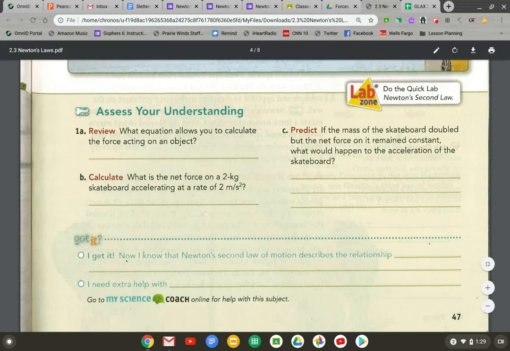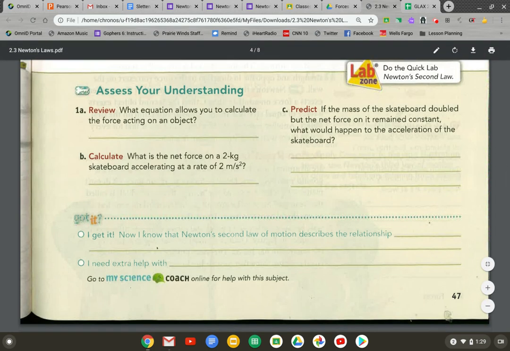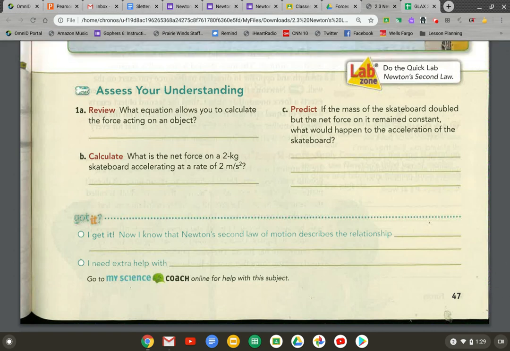Let's wrap this up with the "Got It?" section at the bottom. It says, now I know that Newton's second law of motion describes the relationship among force, mass, and acceleration. So that's pages 46 and 47 dealing with Newton's second law.